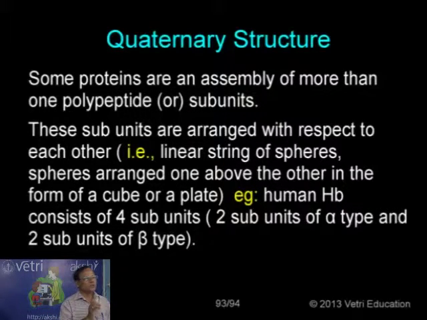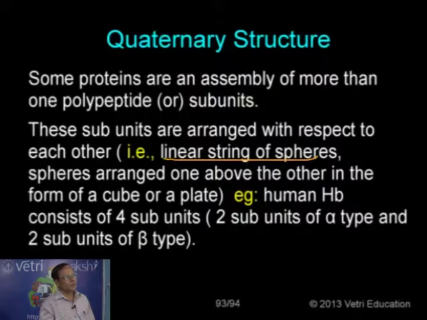So a quaternary structure is one where a protein is an assembly of a number of units, more than one polypeptide unit or subunits. In such a manner they are all arranged with respect to each other, for example, a linear string of spheres. So here the spheres are arranged one above the other to form a cube or a plate.